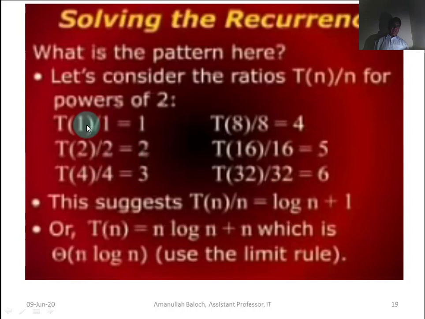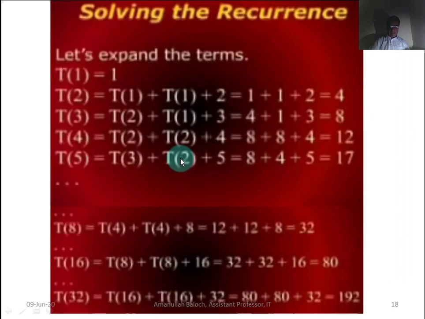So we take all the T values and divide each by n. We follow this relation, T of n divided by n. If n is 4, T of 4 divided by 4. If n is 8, T of 8 divided by 8. If n is 16, T of 16 divided by 16. If n is 32, T of 32 divided by 32. We calculated these times in our previous slide: T of 1 is 1, T of 2 is 4, T of 4 is 12, T of 8 is 32, T of 16 is 80, T of 32 is 192. We will use them here.